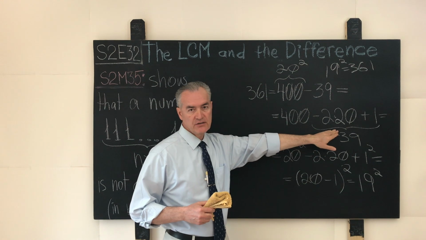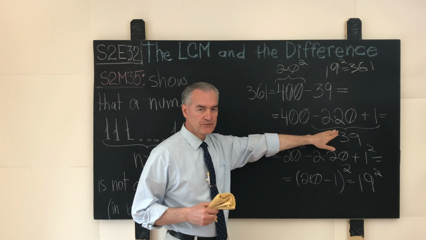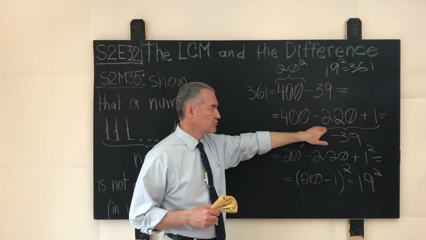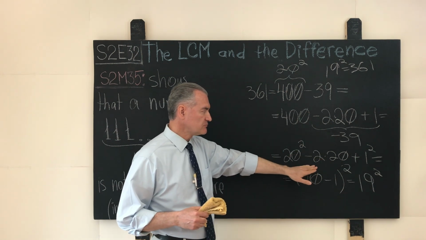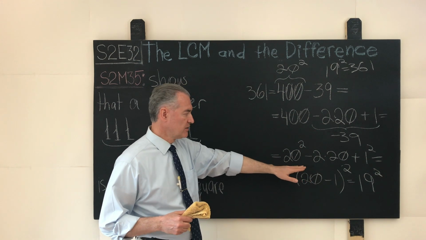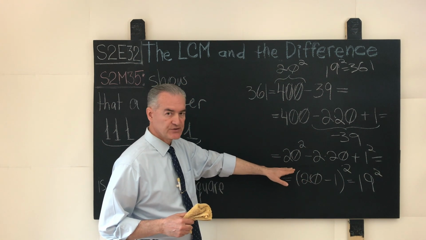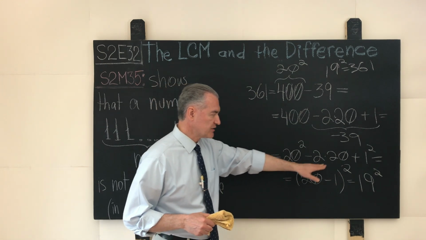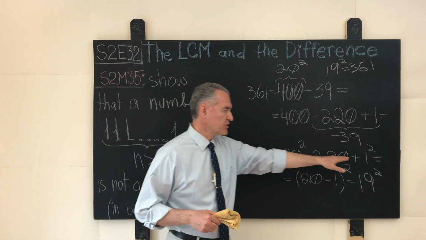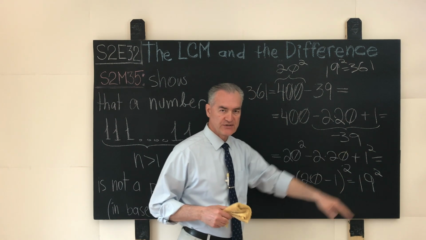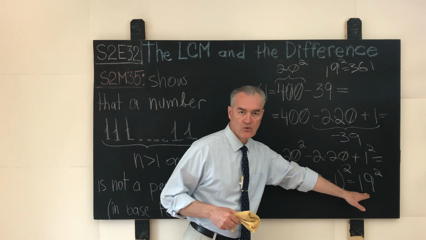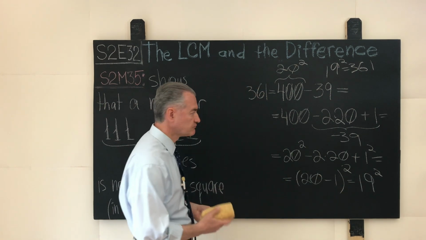Further, 39 is drilled down into minus 40 plus 1, and 40 can be represented as 2 times 20. And from here, we represent it as the square of the first number minus twice the product of the first number and the second one plus the square of the second number, and that is evidently 20 minus 1 squared, and that is how we obtain 19 squared.